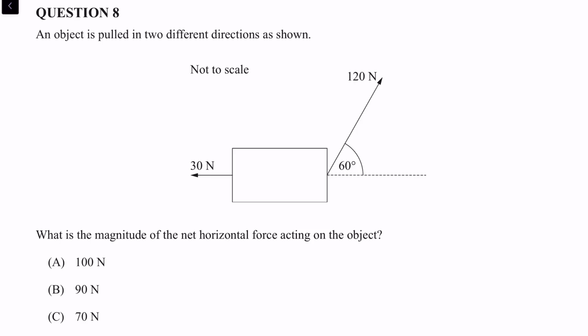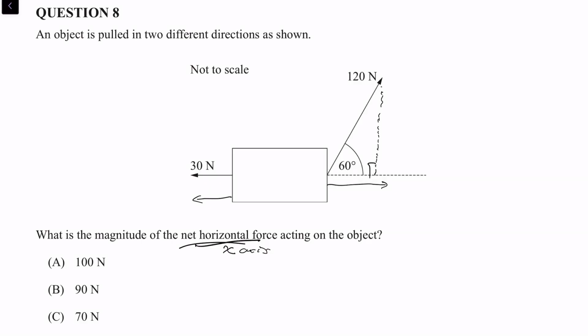Okay, question 8. An object is pulled in two different directions as shown. Not to scale. What is the magnitude of the net horizontal force acting on the object? So I'm talking about the x-axis values, right? I know that there's a force moving to the left, and also I can see, based on this imaginary right angle triangle, because one of the points in the syllabus, I believe, is noting that a vector always has vertical and horizontal components.